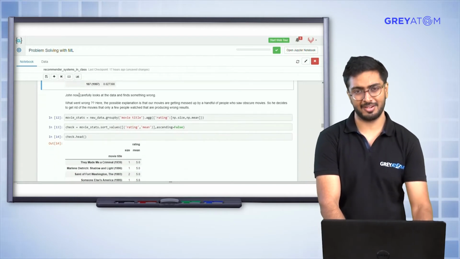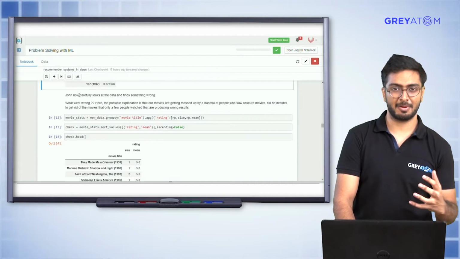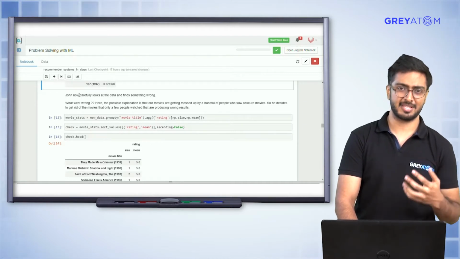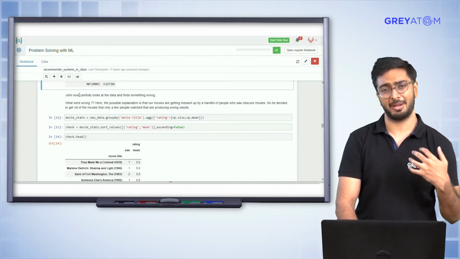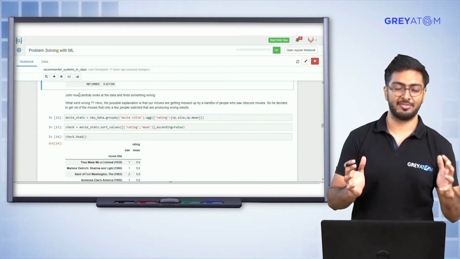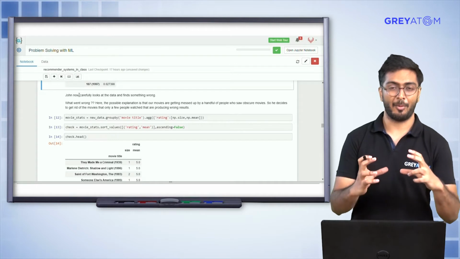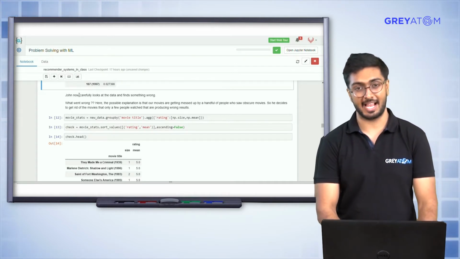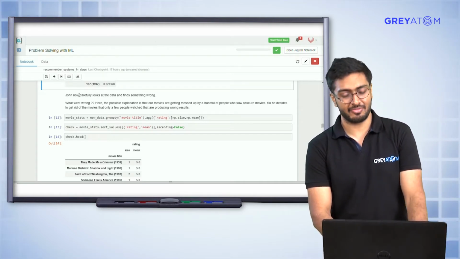So what do we do to counter this problem? This is a simple idea: we just take all movies that are rated by at least 100 people, right? So that when you're calculating distances between movies, you know there are at least 100 points based on which you are calculating distances. So that is definitely more robust.